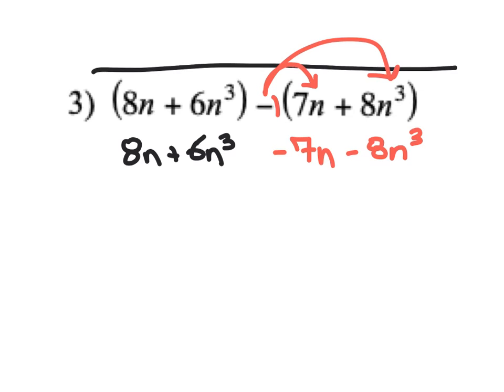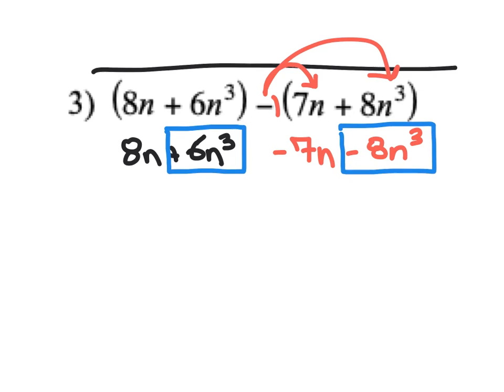So once I've gotten rid of my parentheses, I can combine like terms. So I have an n with an exponent of 3 and an n with an exponent of 3. So those are like terms. Remember, to be like terms, I have to have the same variable with the same exponent on that variable. So 6 plus negative 8 is negative 2n to the third power.